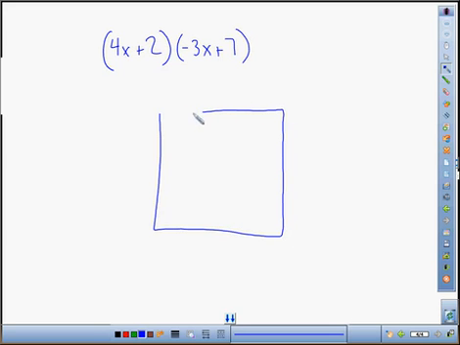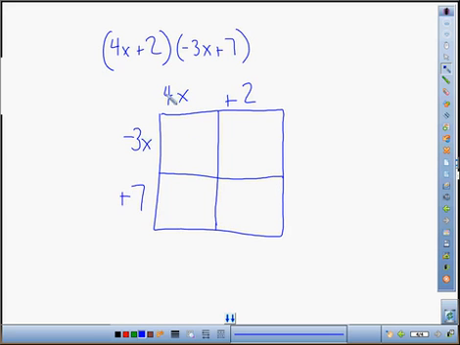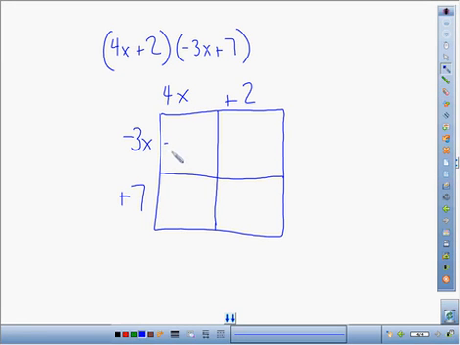Let's do one more example with the box method just so we can see what it looks like. Alright, so 4x plus 2 and negative 3x plus 7. Draw in my box. Got a nice little box going on, so I've just got to write here 4x plus 2 and negative 3x plus 7. Alright, negative 3 times 4 is negative 12. Oh, I said negative 12 and I wrote negative 14. That's a problem. Alright, negative 12.